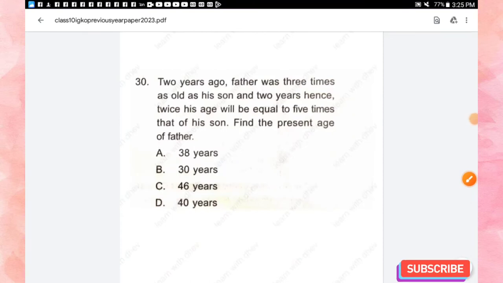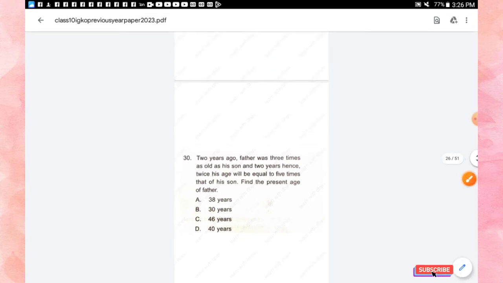Question number 30. 2 years ago, father was 3 times as old as his son, and 2 years hence, twice his age will be equal to 5 times that of his son. Find the present age of father. So now we'll solve this one. 2 years ago, father was 3 times as old as his son.